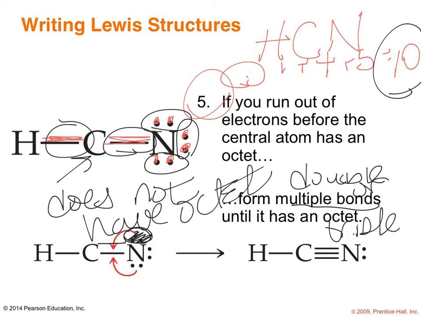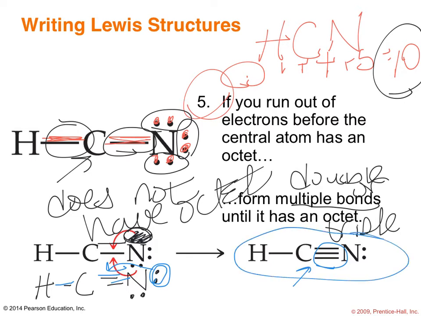If you were to stop at this intermediate, let's write that for a minute. So you would have a double bond between carbon and nitrogen, and then you would have 2 lone pairs on nitrogen. Now if you check, carbon still does not have an octet. It has 2, 4, 6 electrons around it, so you have to make another multiple bond. You have to take yet another pair of lone pairs from the nitrogen and use them to make another bond, which now puts a triple bond between carbon and nitrogen. But now carbon has an octet. So this is your final Lewis dot structure.